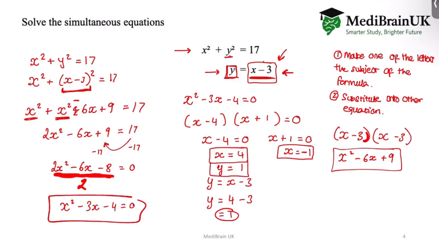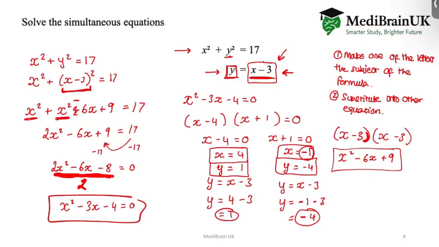And then we have another x over here. So we're going to use that equation again, y equals x minus 3. When x is minus 1, we want to work out what y is going to be. So when x is minus 1, minus 1 minus 3 is going to get you an answer of minus 4. So that means that y is going to be equal to minus 4.